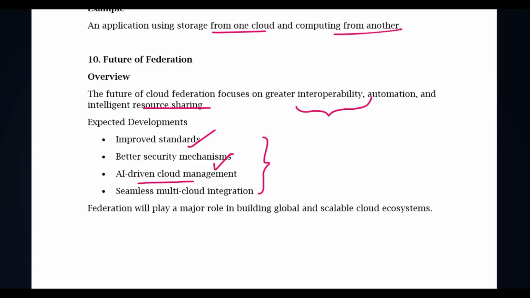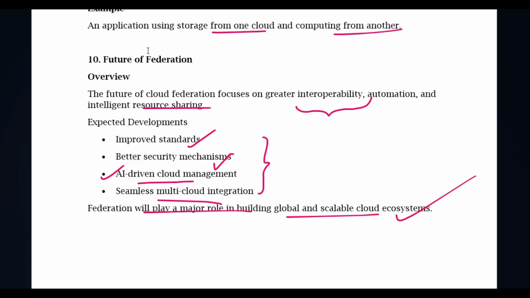AI ड्रिवन क्लाउड मैनेजमेंट इज समथिंग विच इज़ बूमिंग इन दिस एरा, सो integrating AI with the cloud as well is really much essential in this era, and seamless multi-cloud integration is also essential in order to see a clear bright future of federation. Federation will play a major role in building global and scalable cloud ecosystem. Obviously अगर कोई ग्लोबल लेवल की हम एप्लीकेशन के स्केल डिप्लॉय करने की बात कर रहे हैं देन फेडरेशन विल मेक मच मोर सेंस.